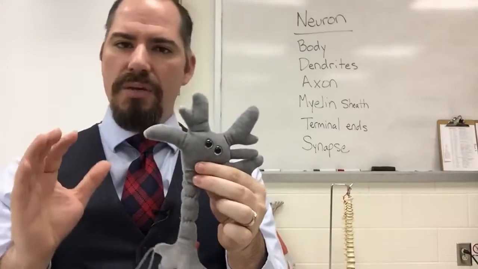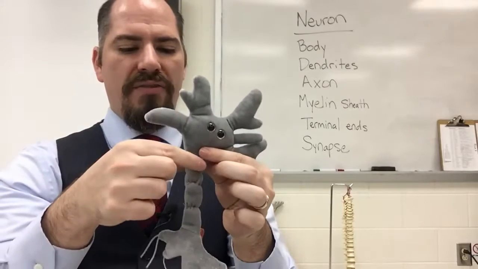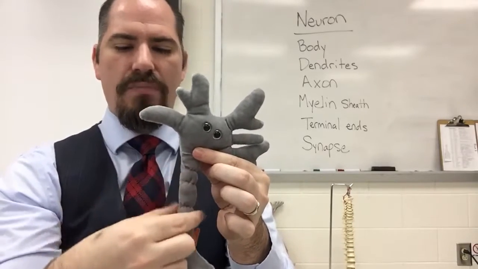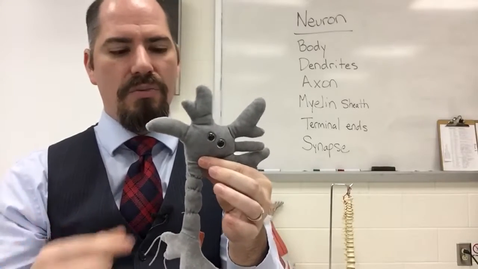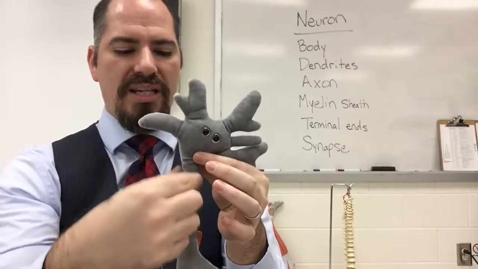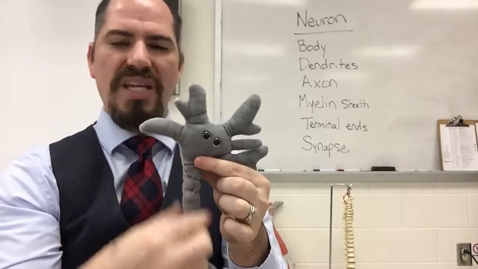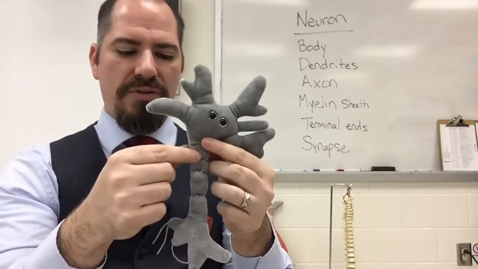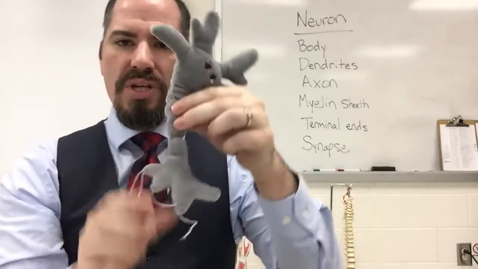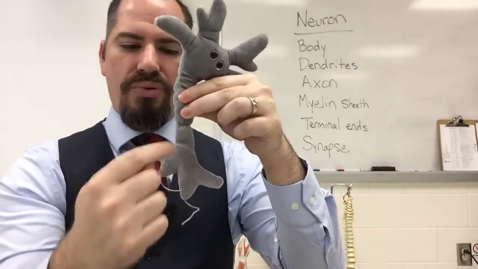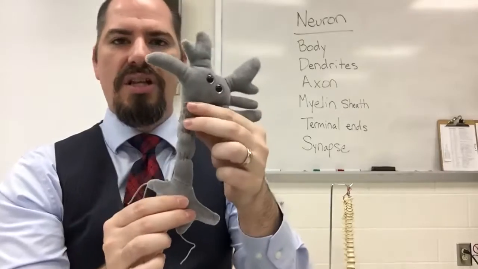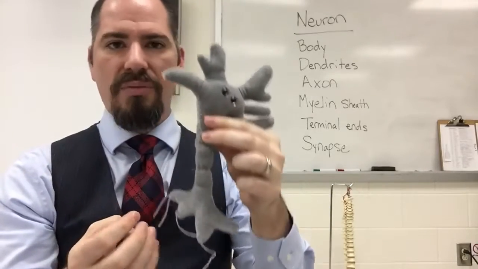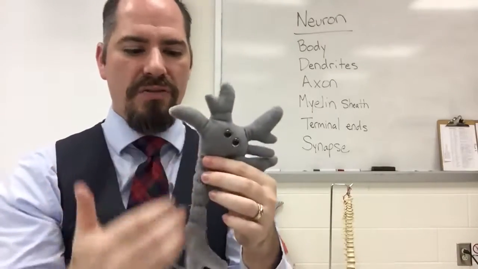Now, many but not all neurons will have a little fatty lining around the axon called a myelin sheath. The material is called myelin, so myelin sheath. That, for our purposes, we'll say kind of insulates that axon, helping to have faster conduction of the nerve impulse down. And then when we get to the end, we have the branches of this axon, and those are called the terminal ends.